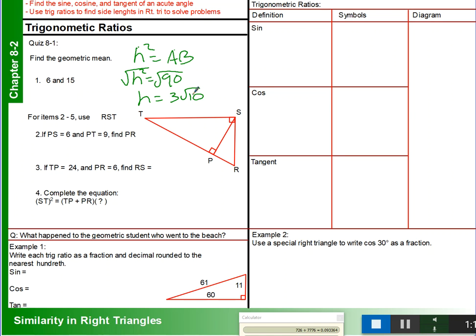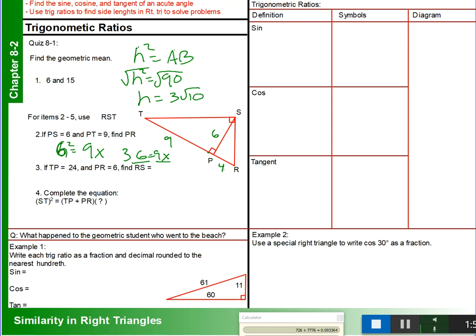For question 2, we're going to use this triangle here. We have PS. PS is 6. PT is 9. And we are to find PR. All right. Well, using the geometric mean idea, we know that this distance, let's call it h squared, is going to be equal to this distance times this distance. So that's 9 times x. Well, and our h value is 6, which is nice because h is turned into nice 6s. So we have 36 is equal to 9x, divided by 9, and x is equal to 4.